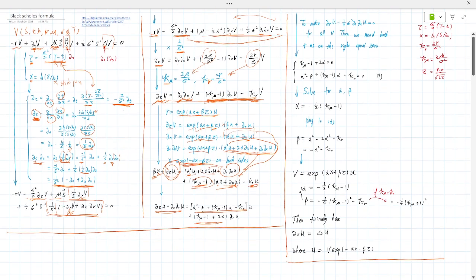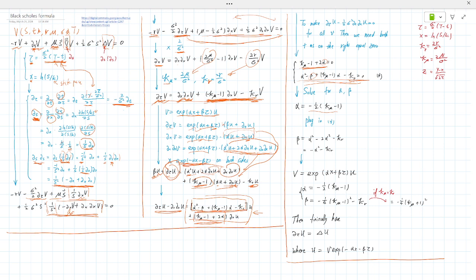In order to let this be gone for any u, we just need to make sure these are always 0. So we're left with those two equations. Two unknowns, two equations, and it's just a matter of solving for alpha and beta. This is trivial to solve. It's 1 over half kappa mu 1 minus 1, and plug it back into this equation.